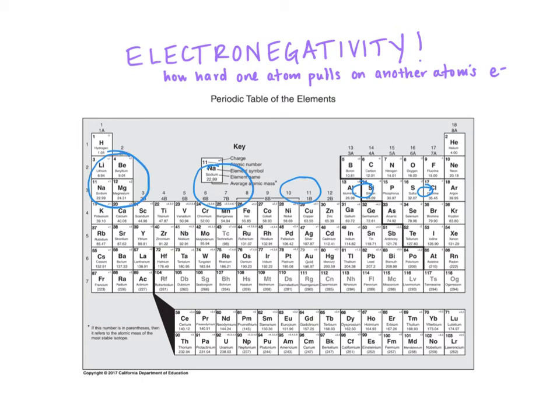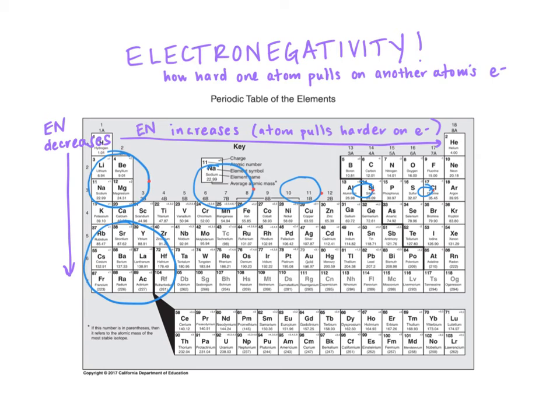Remember we said as you go across the periodic table, atoms get smaller, and their ionization energy gets bigger because those outermost electrons are getting closer and closer to the nucleus that's pulling on them. So it takes more energy to remove them. Well, that also means that it's pulling harder on the electrons. That means as you go across the periodic table, the electronegativity increases, or the atom is pulling harder on the electrons. As you go down the periodic table, the electronegativity decreases, meaning that the atom pulls less and less hard on those outermost electrons. Remember, because they're further away.